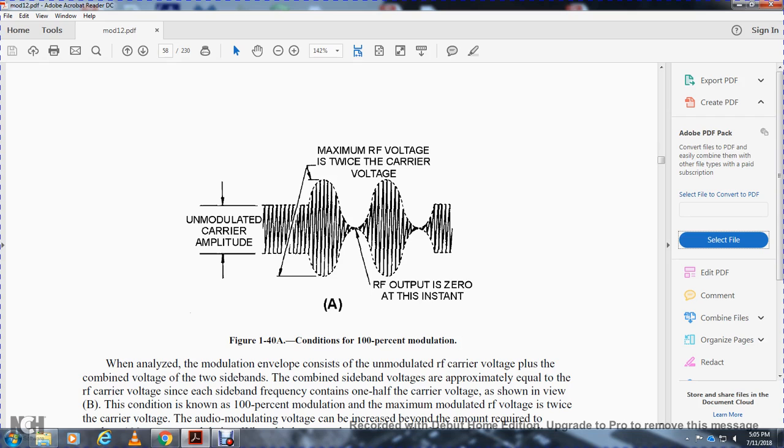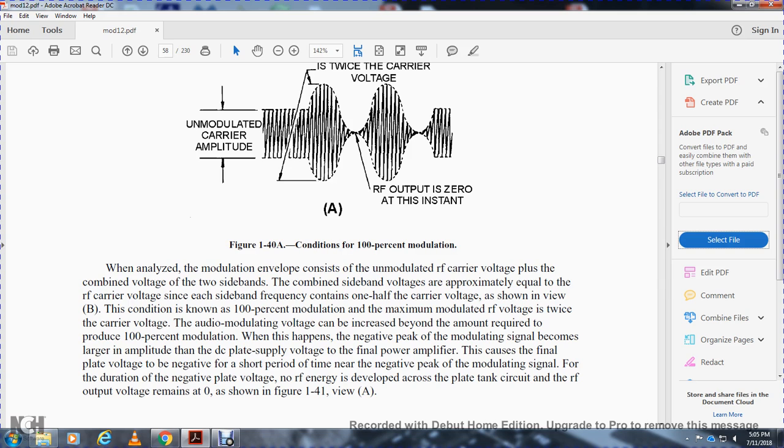Alright, conditions of 100% modulation. Unmodulated carrier amplitude. Section A shows the maximum radio frequency voltage is twice the voltage of the carrier. The radio frequency output is 0 at this instant. When analyzed, the modulation envelope consists of the unmodulated radio frequency carrier voltage plus the combined voltage of the two sidebands. The combined sideband voltage is approximately equal to the radio frequency carrier voltage. Each sideband frequency contains one half of the carrier voltage, as shown in View B. This condition is known as 100% modulation. The maximum modulated radio frequency voltage is twice the carrier voltage.